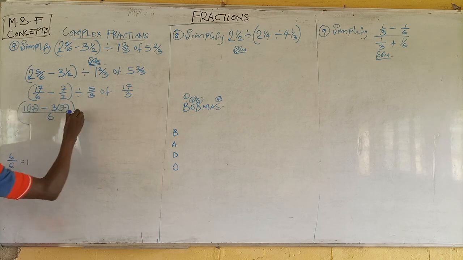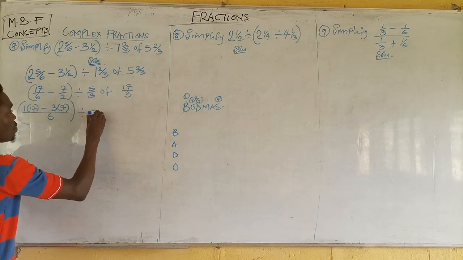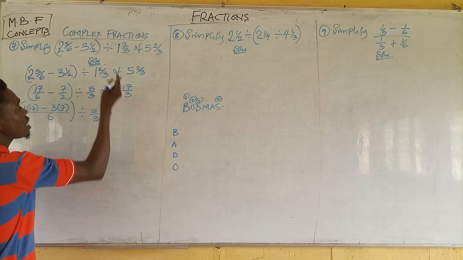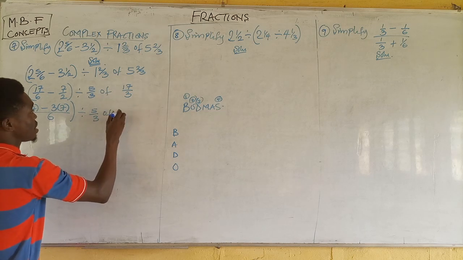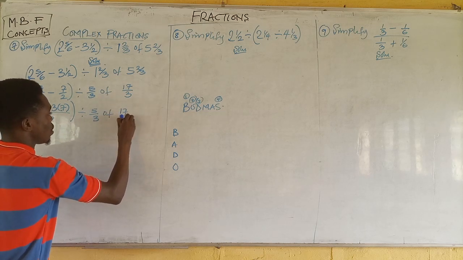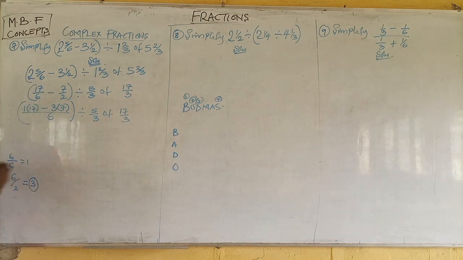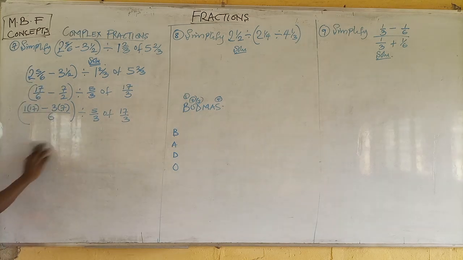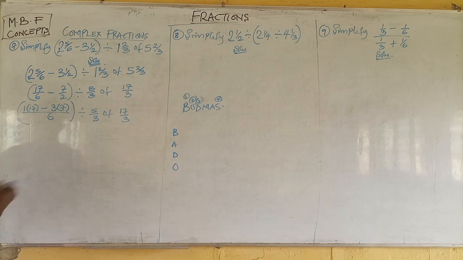Our bracket, then division, 5/3. Now you can quickly remove the of from here, but let me leave it as of first. The of really doesn't mean much. It's just for you to change it to multiplication. That's all about that.